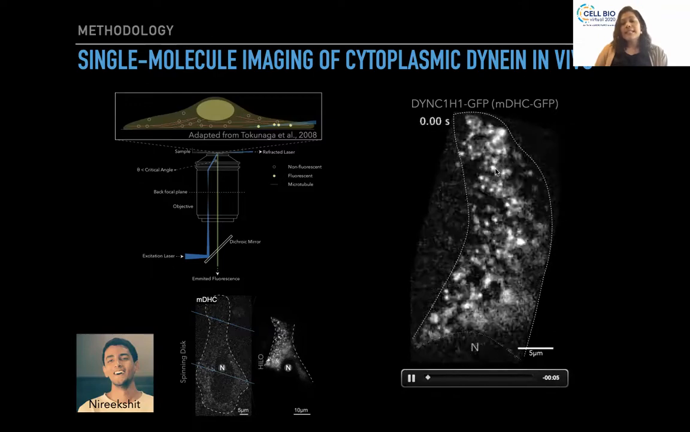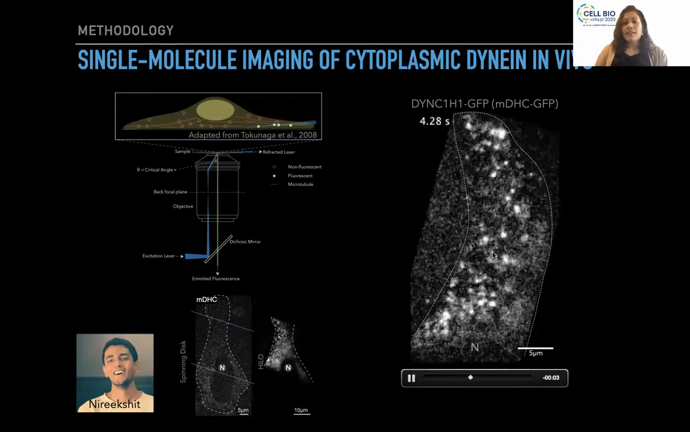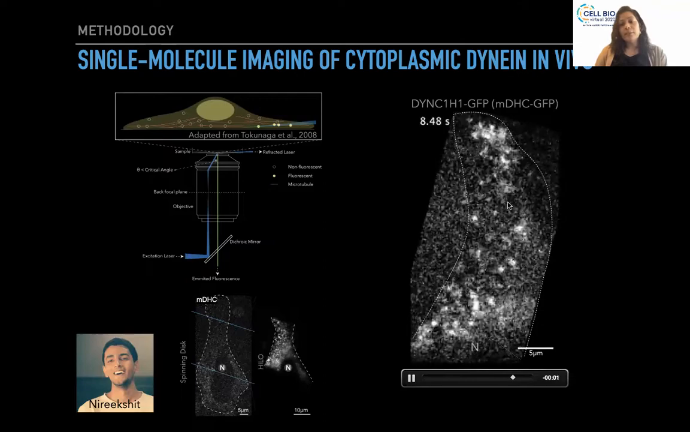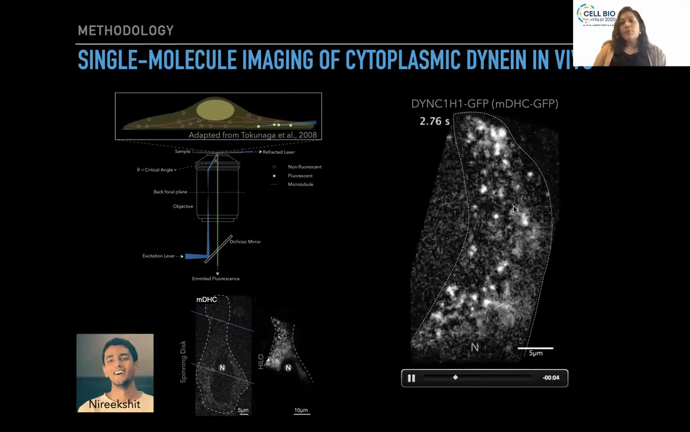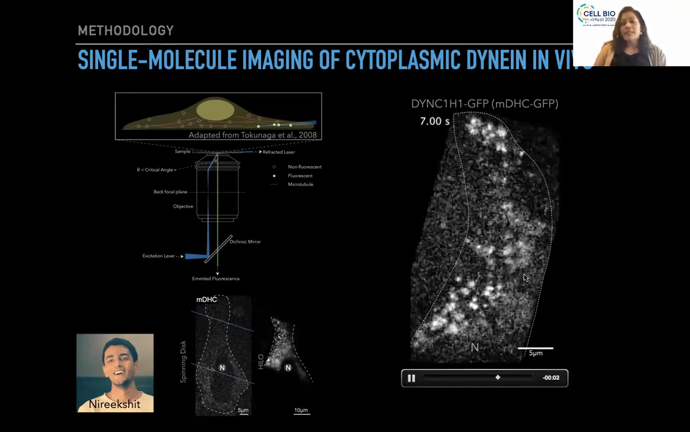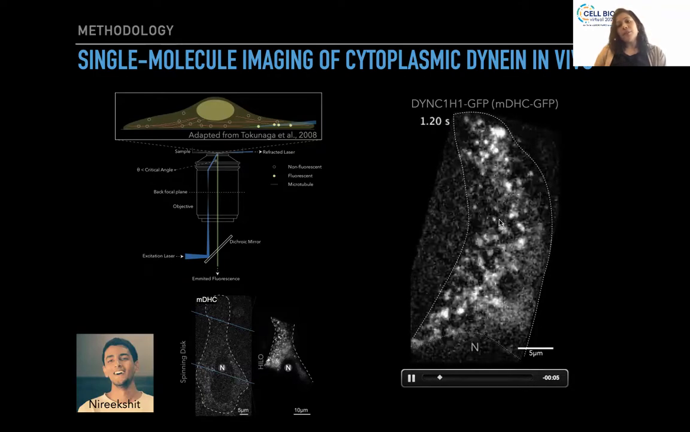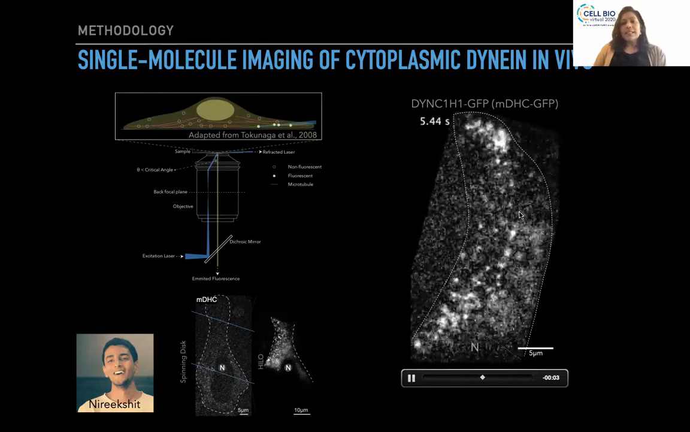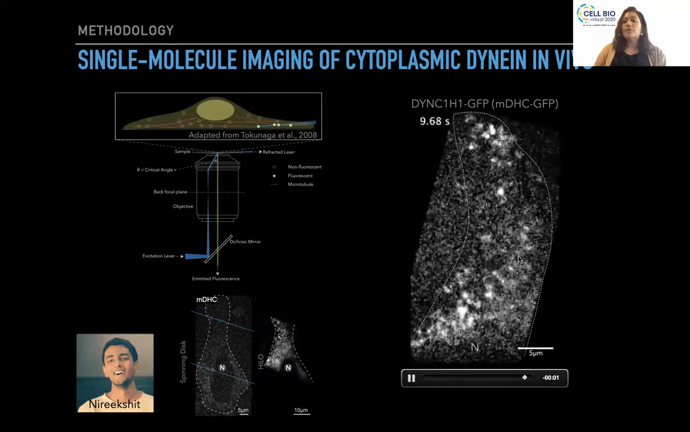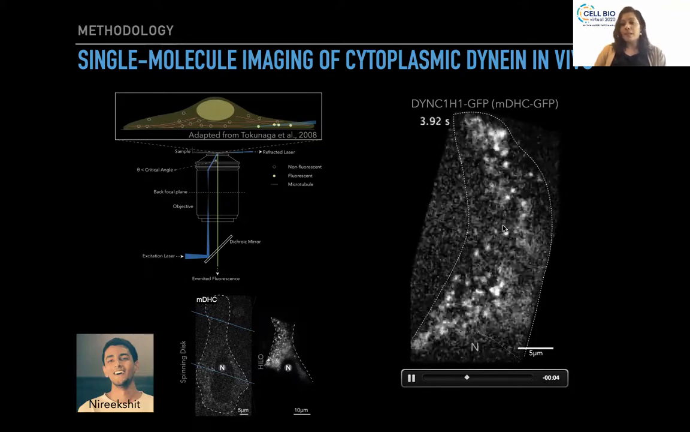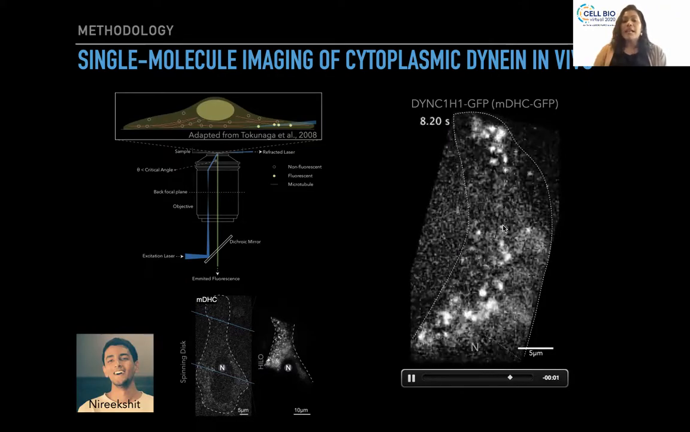And what you'll see is that there are these molecules that are immediately visible within the cytoplasm of these living cells. While you see that there are diffusing molecules in the cytoplasm, there are also instances of molecules that transiently stay in the field of view for a short duration during the movie.